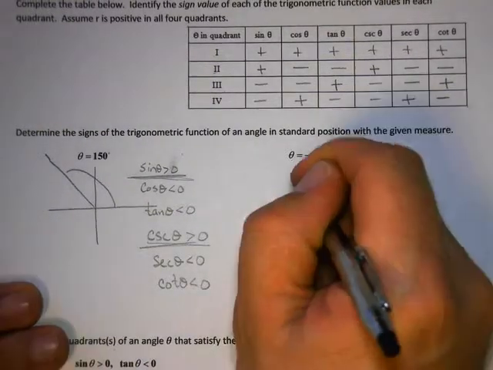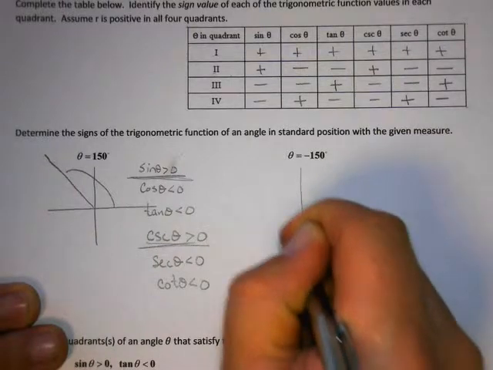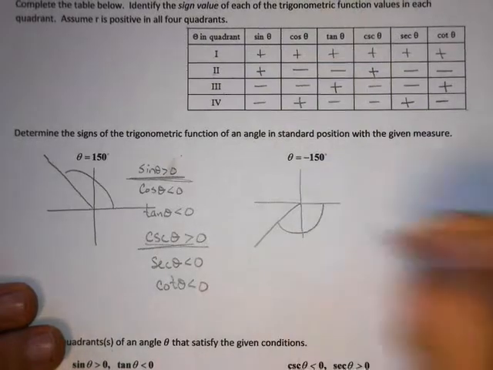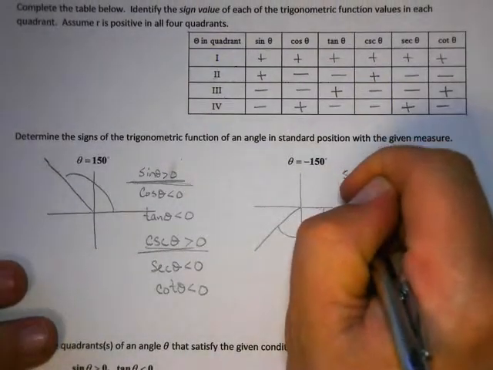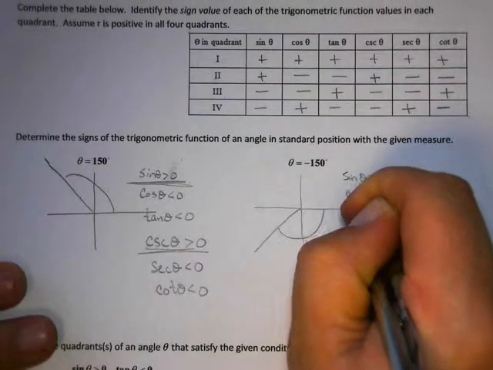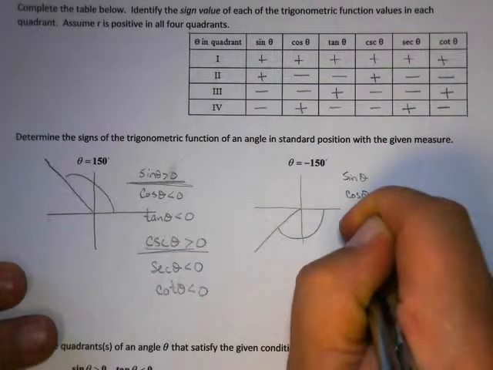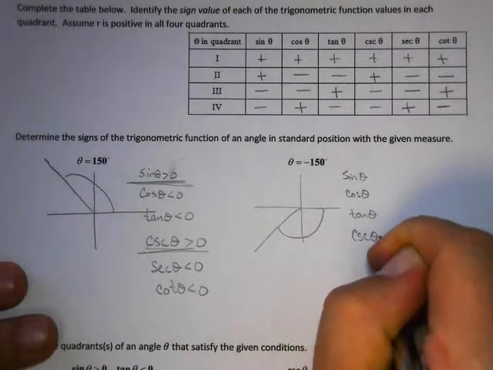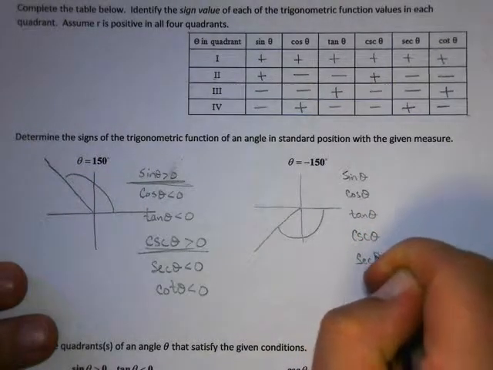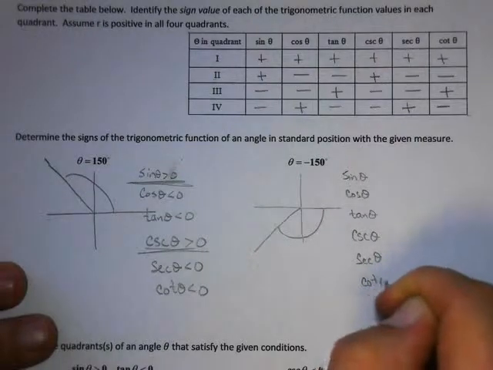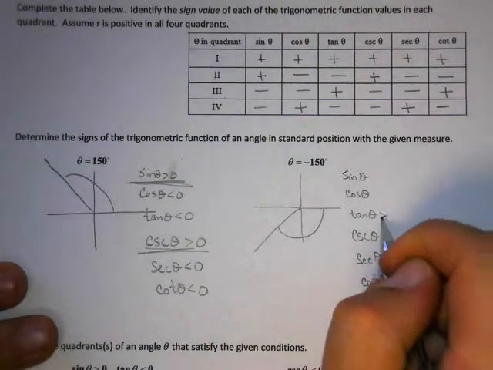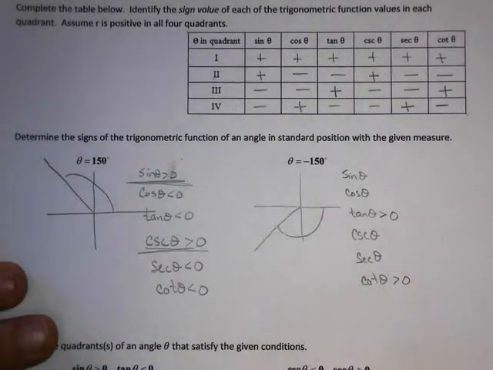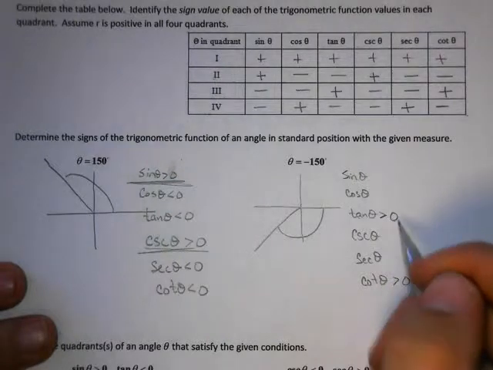Negative 150 degrees. So remember, negative is that direction going this way, 150 degrees. So we're in the third quadrant. So if we're looking for our trig functions again: sine theta, cosine theta, tan theta, cosecant theta, secant theta, and cotan theta. In the third quadrant, cotan theta is greater than 0, and tangent's greater than 0. So again, tangent theta is greater than 0, and cotan theta is greater than 0.